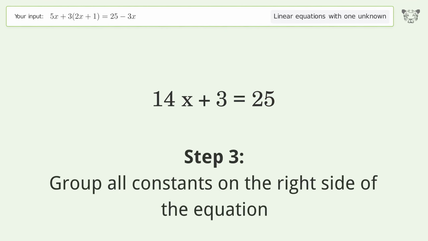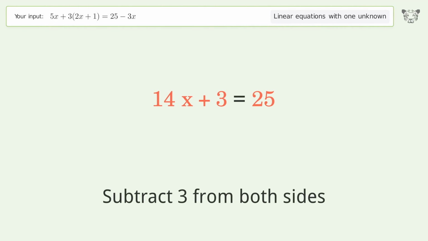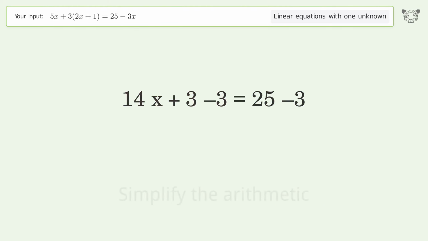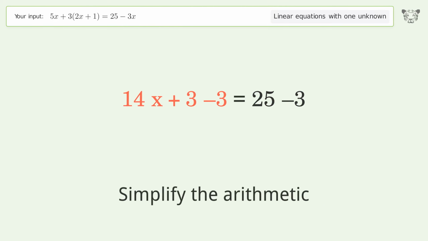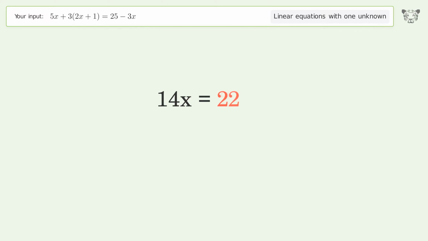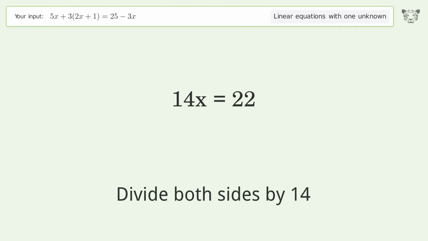Group all constants on the right side of the equation. Subtract 3 from both sides. Simplify the arithmetic. Isolate the x. Divide both sides by 14.